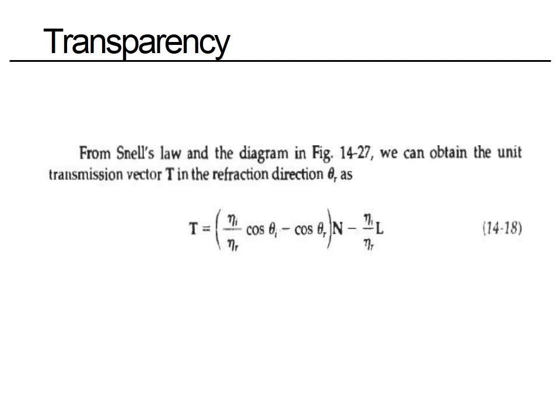For Snell's law, from the diagram in the previous slide figure, we can obtain the unit transmission vector t in the refraction direction theta R as t equals eta I upon eta R cos theta I minus cos theta R, multiplied by n, minus eta I upon eta R into l.